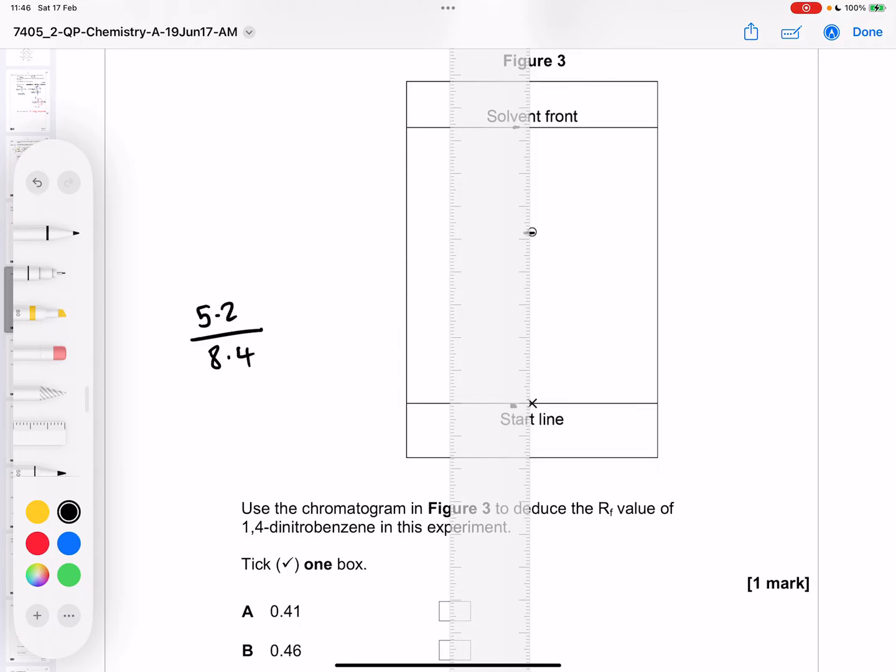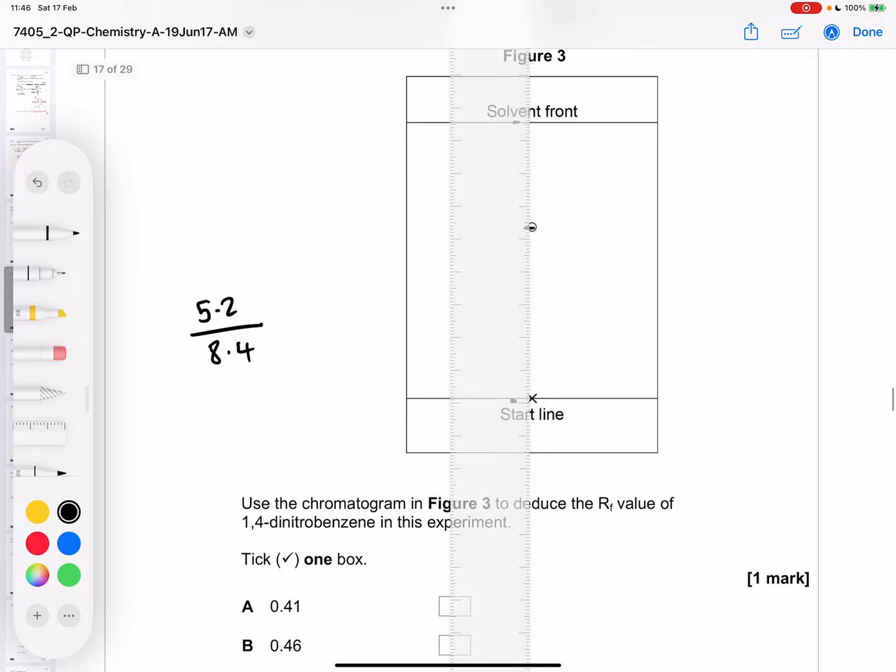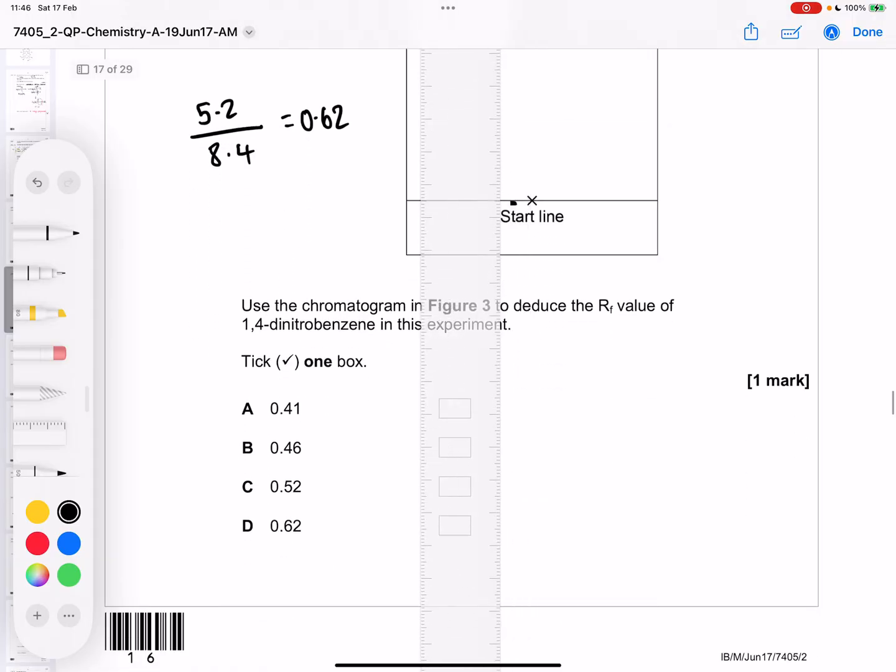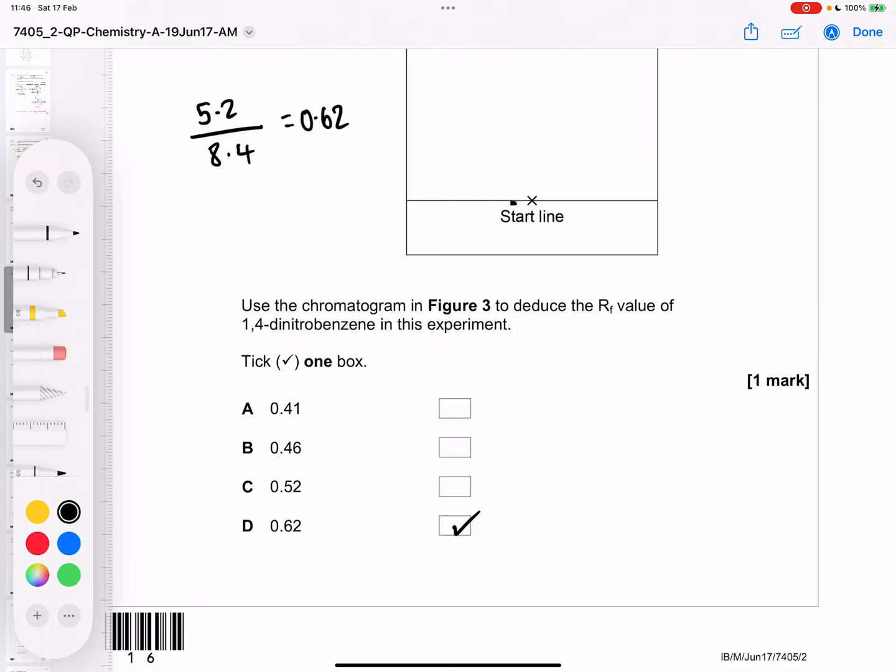Now, that doesn't mean those will be your numbers. You will have to use a ruler on your piece of paper. It depends how big you've scanned or got this question. That's coming out to be 0.62 to 2 decimal places. So then I would pick the answer closest to that, which is D. So I'll put a tick in the box.